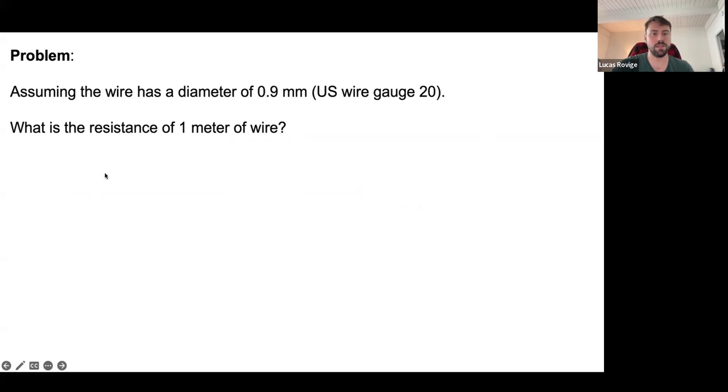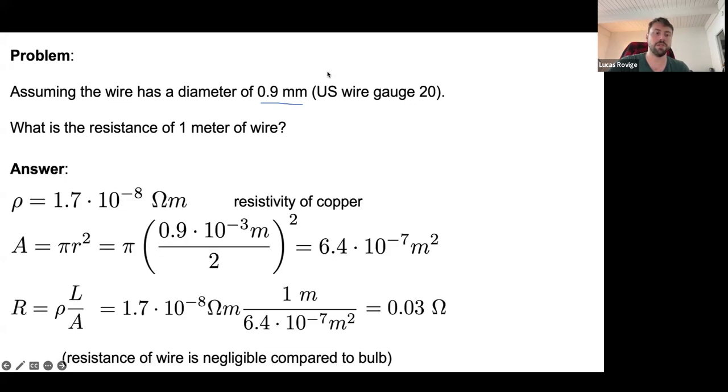But yeah, to be sure of that, let's look at this problem and let's try to calculate the resistance of a wire, of 1 meter of electrical wire. So if we're considering wire gauge 20, gauge 20 means a diameter of 0.9 millimeter. So what's going to be the resistance of that?